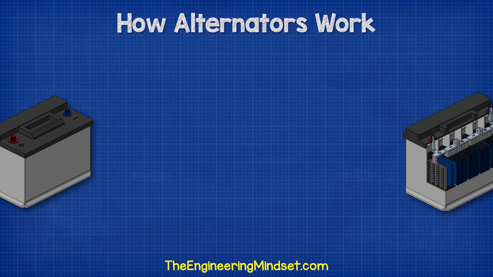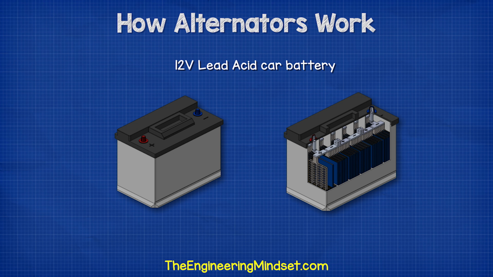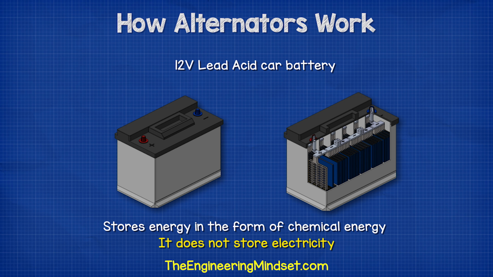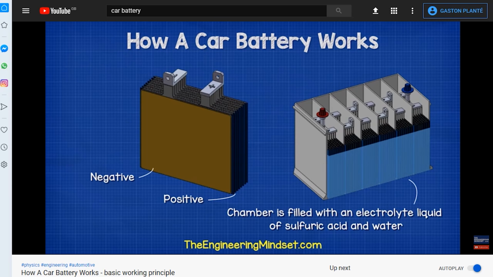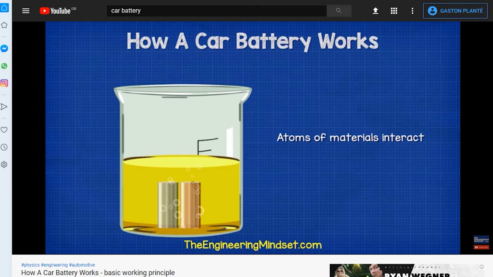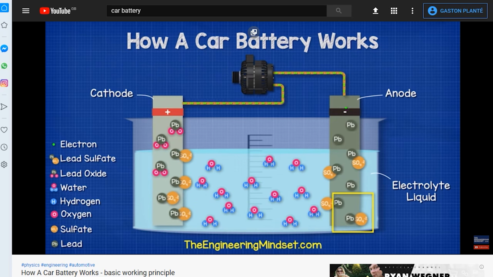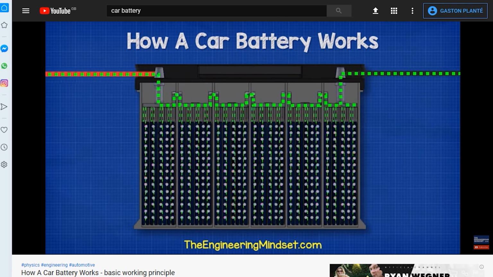Within the engine bay, we also find a 12-volt lead-acid car battery. This stores energy in the form of chemical energy. It does not store electricity. By the way, we have covered how the car battery works in great detail. Do check that out, links can be found in the video description down below.